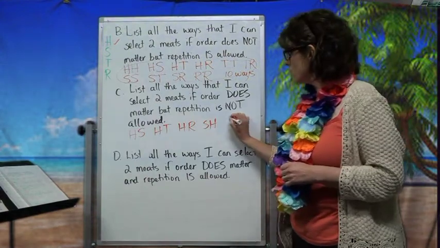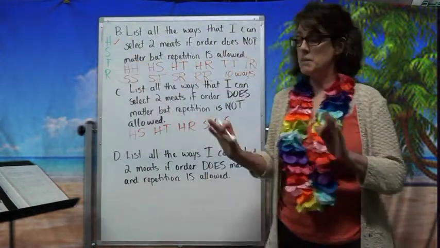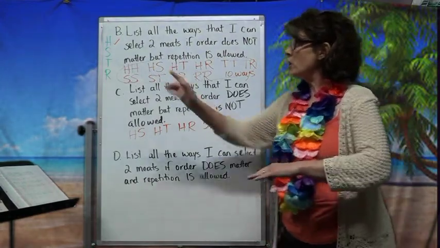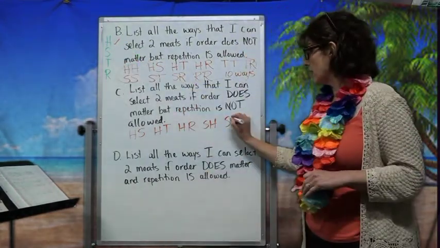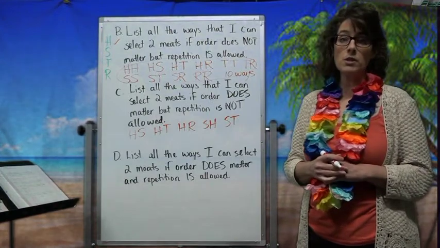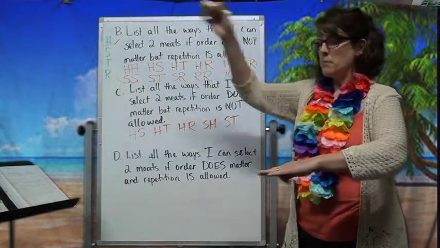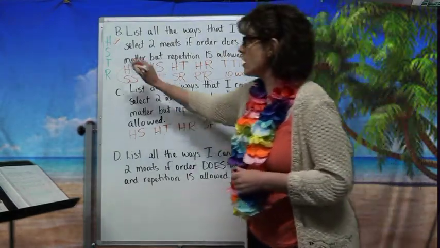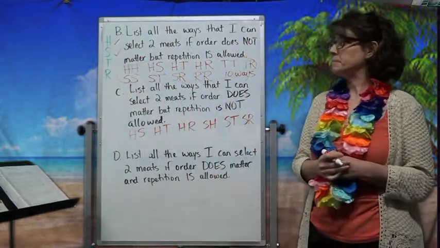Well, now what if I do salami, double the meats is not okay because repetition is not allowed. But what if I do salami and then I put turkey on top of that? That's a totally new sandwich. And then what if I do salami and I put roast beef on top of that? Again, totally new sandwich. And I've just exhausted all my options with salami.